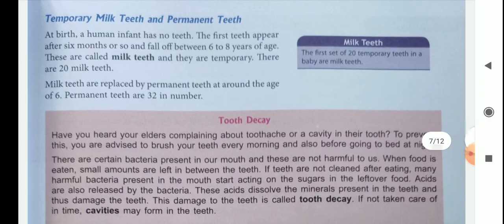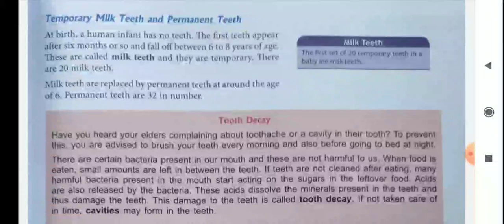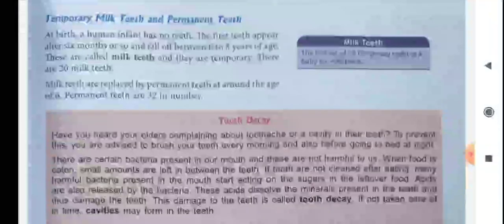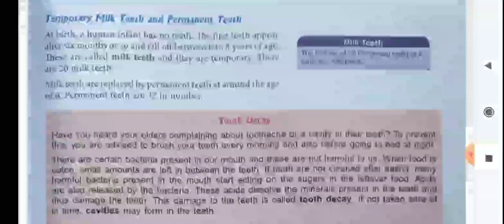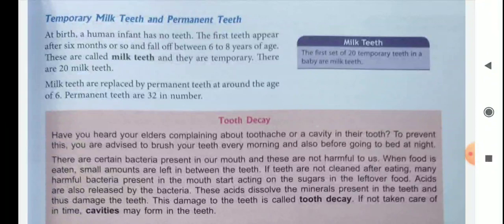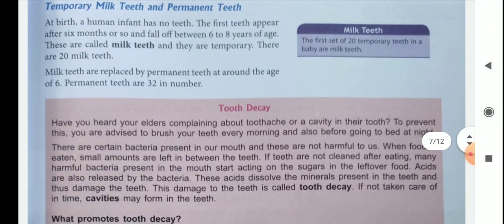Okay. Then temporary teeth and permanent teeth. Already you know. Temporary teeth means milk teeth. At birth, a human infant has no teeth. The first teeth appear after 6 months or so, maybe 7 months, maybe 8 months, maybe 9 months. Okay. And they fall between 6 to 8 years of age. These are called milk teeth and they are temporary. There are 20 milk teeth. So milk teeth, meaning temporary teeth, are 20 and permanent teeth are 32.